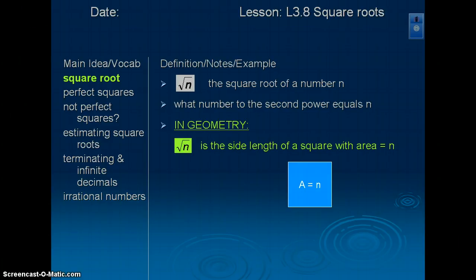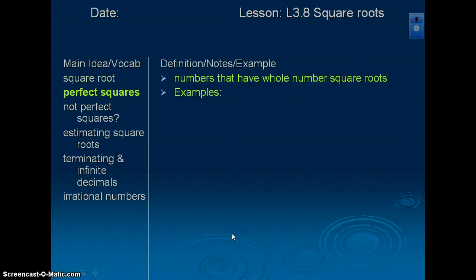So we can see a square that has the area equal to n. The side length then is equal to the square root of n. We know the square root of n times the square root of n is always n. If we multiply two of the same square roots together, we get that number. Numbers that are perfect squares have whole numbers for square roots.